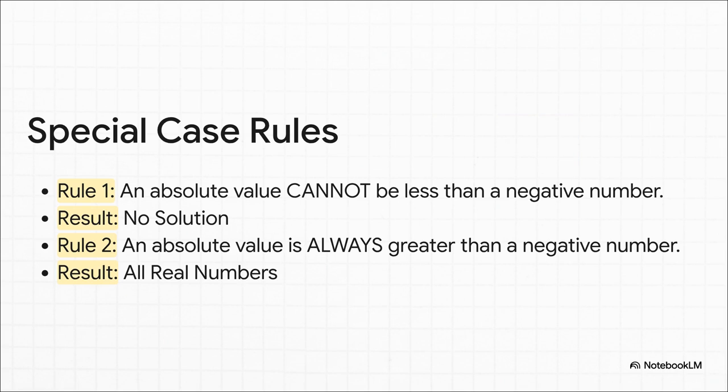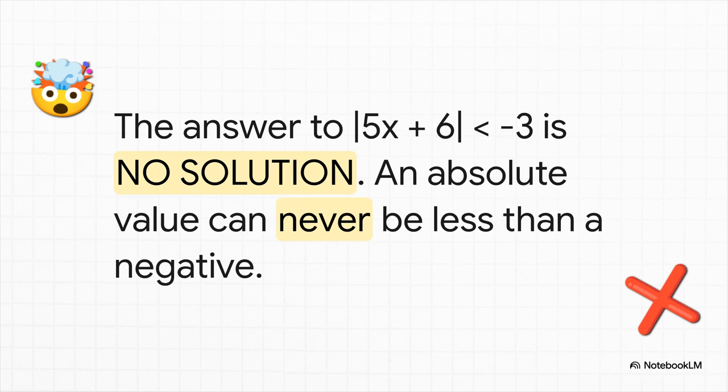So rule 1, can a distance be less than a negative number? No way, that's literally impossible. Rule 2, can a distance be greater than a negative number? Well, yeah, of course it can. It always is. And just like that, the mystery is solved. The answer to that first tricky puzzle is no solution. We didn't even have to get to step 2. The second you isolate the absolute value and see that it's supposed to be less than a negative number, you can stop. Game over. The problem is asking you to do something impossible.